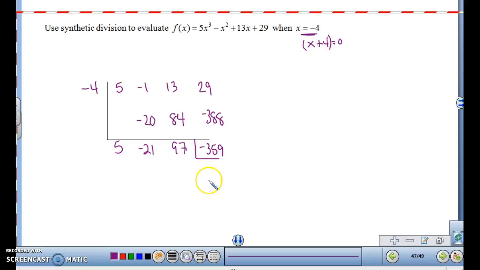Now, when we talked about the remainder theorem, we said that the remainder will be what it's divided by at that point, correct? So that means that f of -4 will equal the remainder, -359, because of the remainder theorem. Because what we divided by, which was x plus 4, will actually be the remainder at that point. So f of -4 will equal -359. So that's using the remainder theorem. So that is synthetic division.